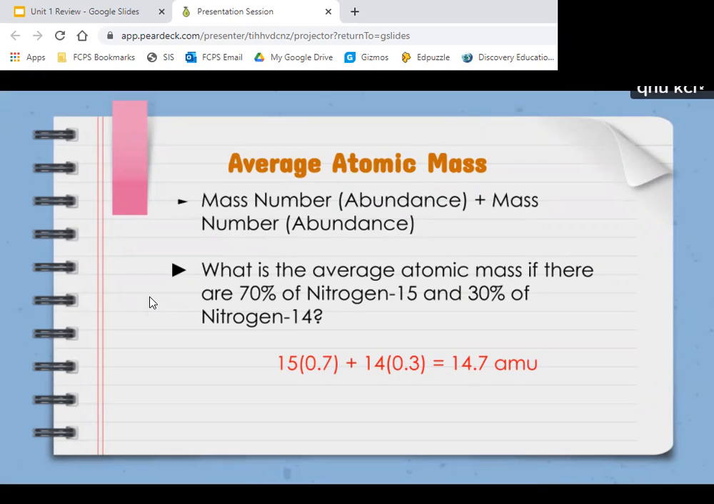Atomic mass units, AMU, is going to be your unit for average atomic mass. So whenever you are answering this kind of question, remember to put AMU. That is your unit for average atomic mass. Okay. AMU.